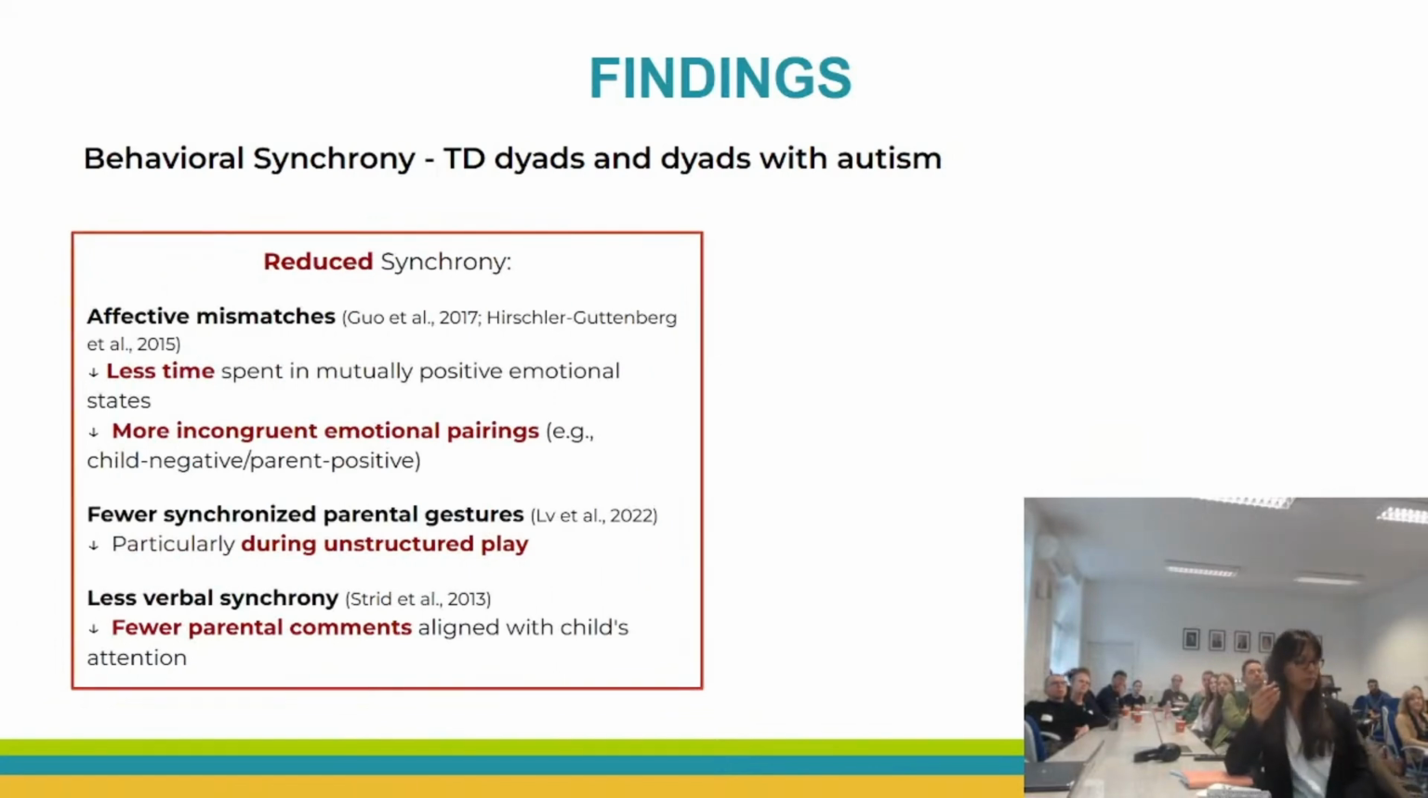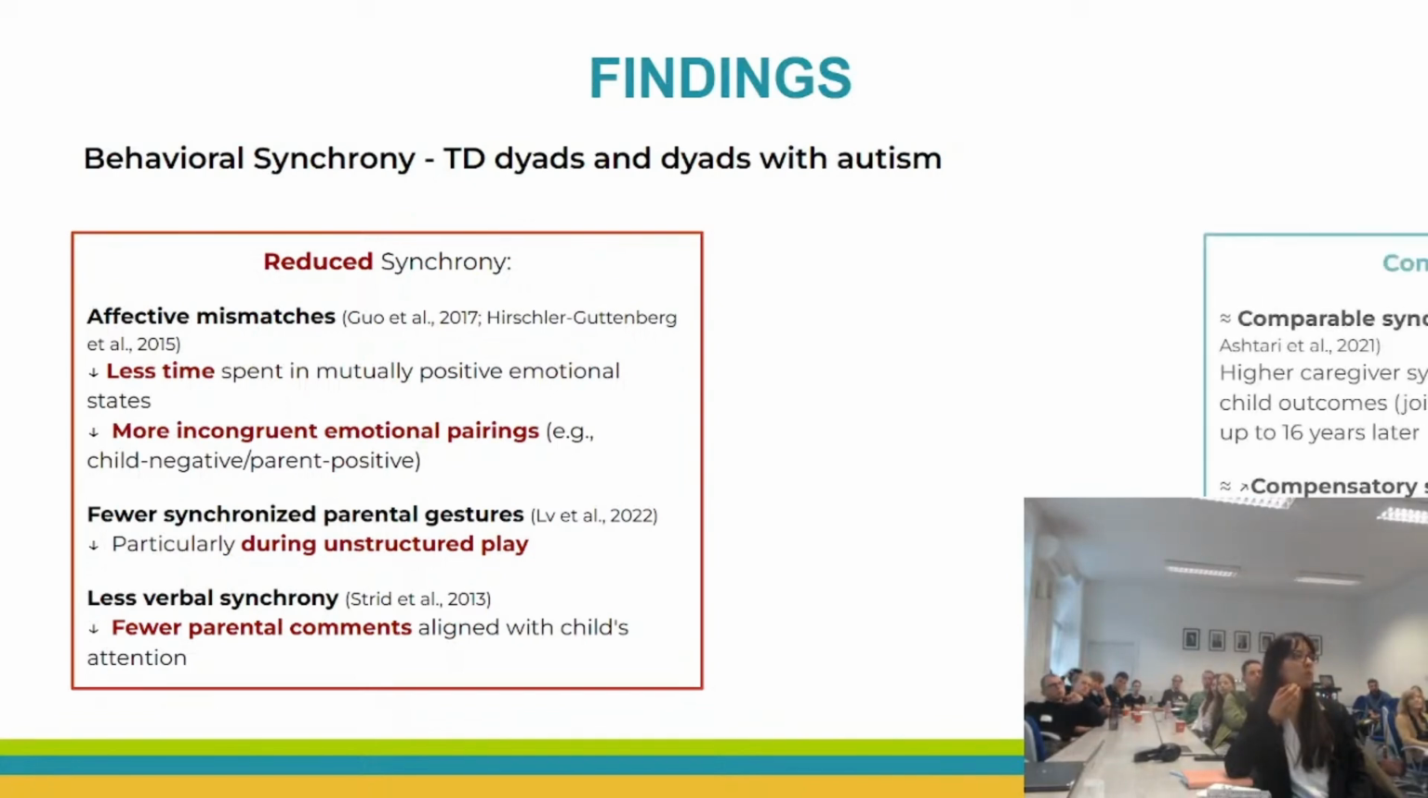So, some studies show reduced synchrony in autistic dyads. Autistic dyads, I mean the children with autism. These dyads tend to spend less time sharing positive emotional states and more often show mismatched emotions, like when the child is distressed but the parent stays positive. Parents may also use fewer synchronized gestures, especially in spontaneous and structured situations, which suggests that real-time coordination may be more difficult. Verbal synchrony is sometimes lower too. For example, parents may offer fewer comments that follow the child's focus of attention.